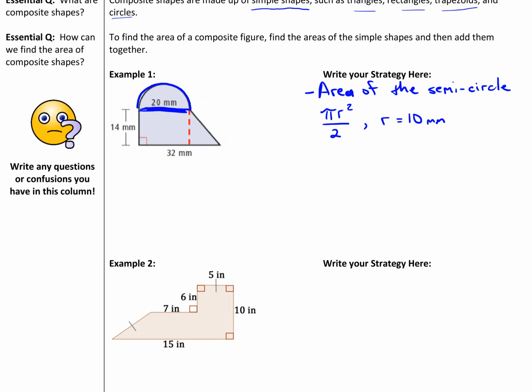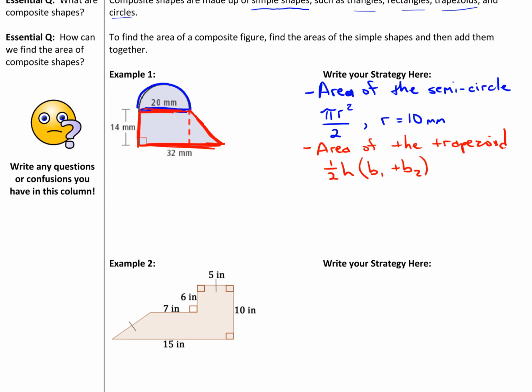I also want to find the area of the other figures here. And it looks like I have a rectangle and a triangle. But why not just make this easier on ourselves and consider this a trapezoid? Because it is a trapezoid. We have 2 parallel bases, and we have a height. We can find the area of that trapezoid. Area of the trapezoid, and we know that formula is 1/2 the height times our bases added together.